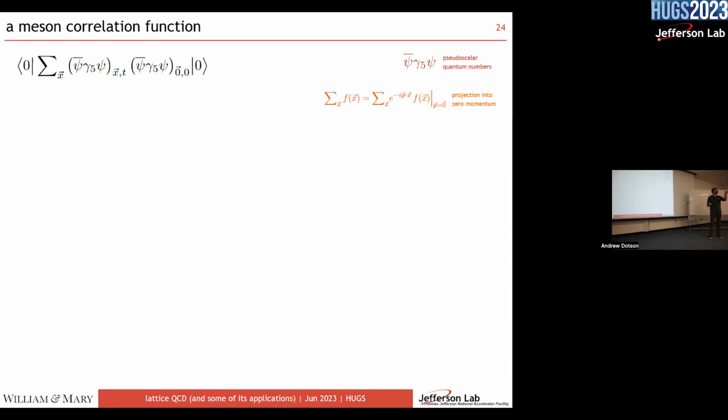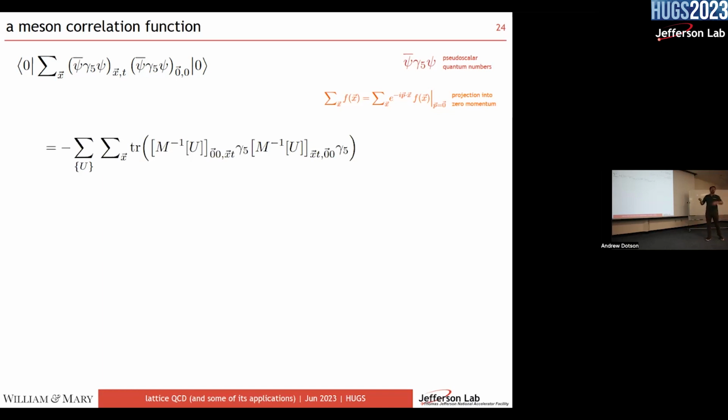So you know, momentum projection is just Fourier transforming. If you choose P equals 0, the Fourier transform just becomes a sum. So that's what that is. So by doing this, I'm trying to write down something which has pseudoscalar quantum numbers and is sitting at rest. It's got 0 momentum. So I'm trying to correlate a pseudoscalar at one time with a pseudoscalar at another time, for reasons known to me. We'll see why.